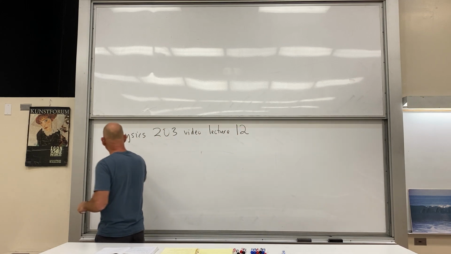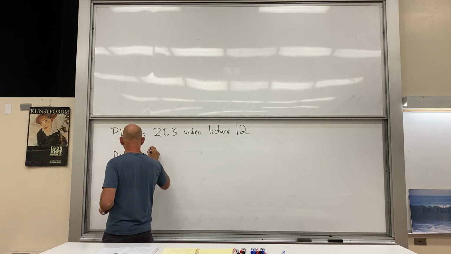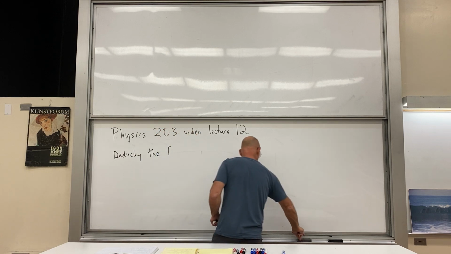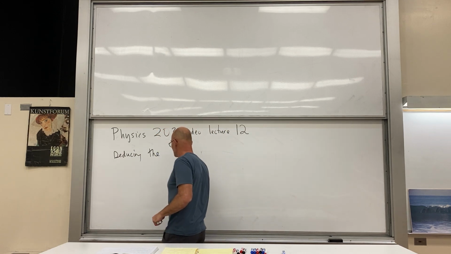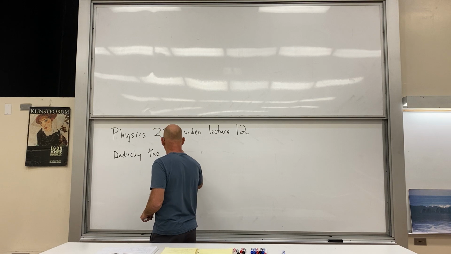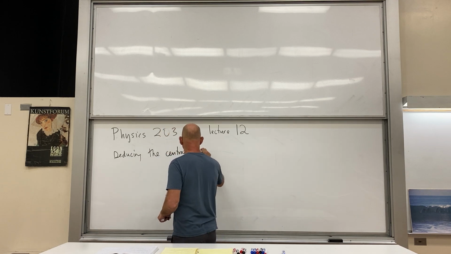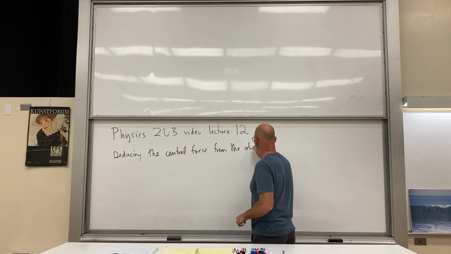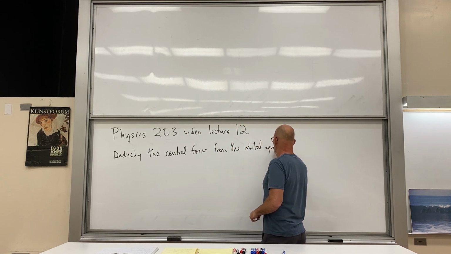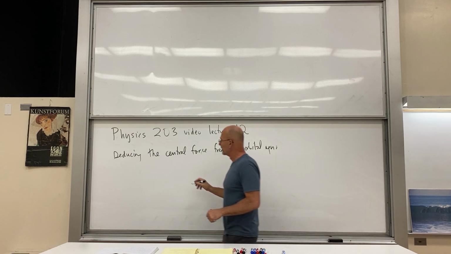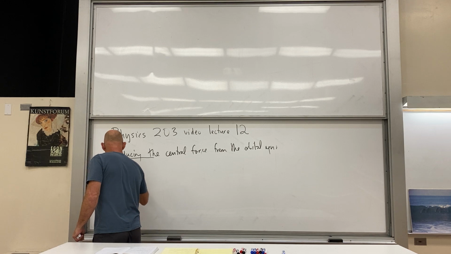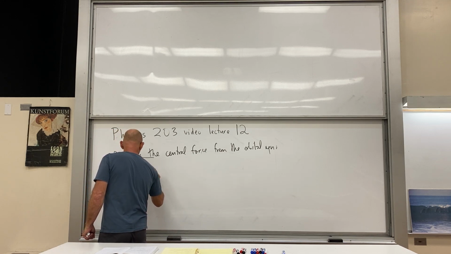So let's call this deducing the central force from the orbital equation. We can put the basics up here. Namely, we have, this is what we had worked with, minus alpha over r.